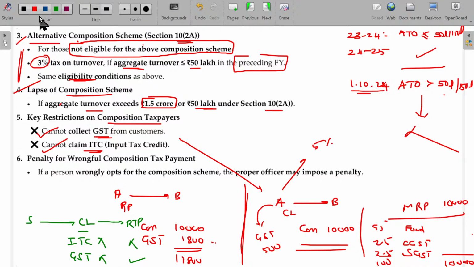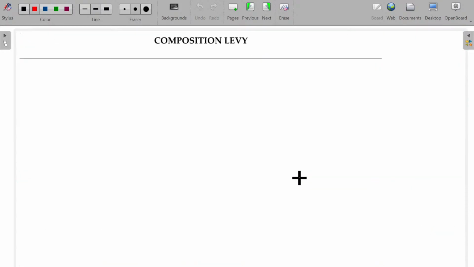Now what happens, sir? Wrongly I collected. If a person wrongly acts under the composition scheme, the proper officer may impose penalty after recovering all this. These are the 6 points we have to understand in case of composition levy. The related illustrations and other variations will continue in the next class.